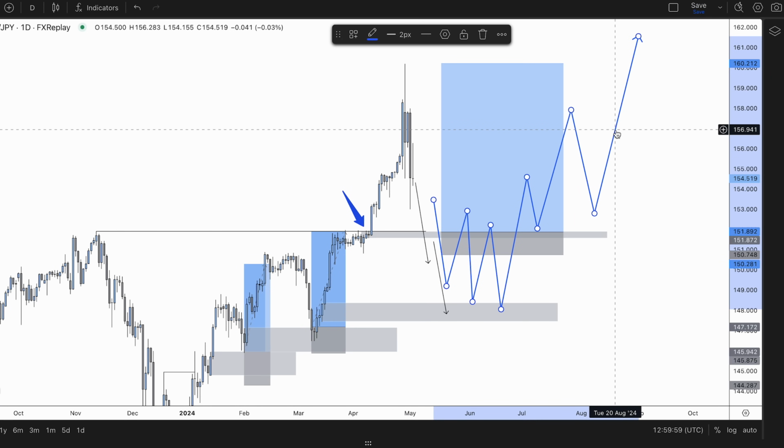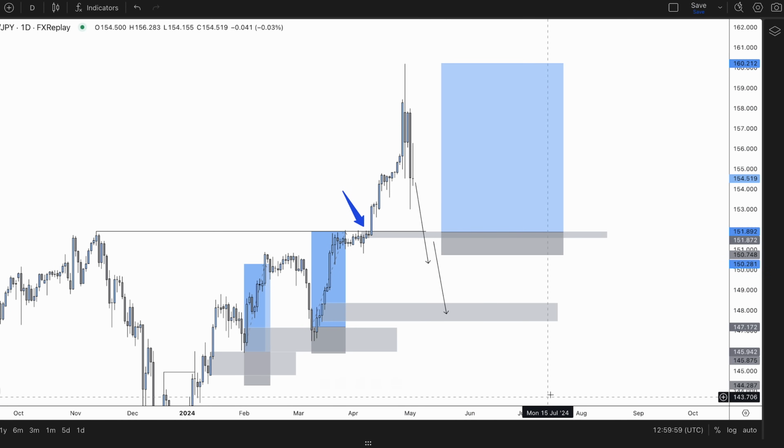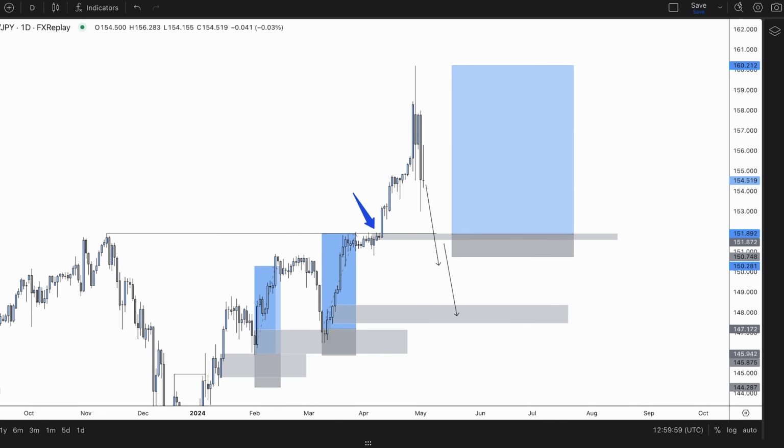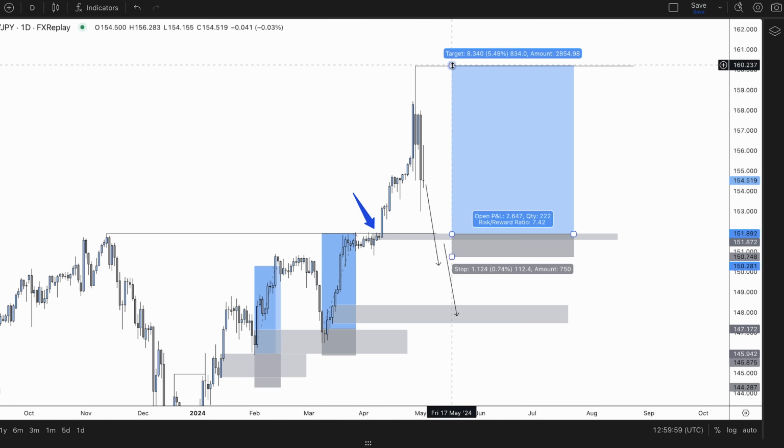So we take one loss, but then we limit ourselves from taking 2, 3, 4 losses if the market keeps crashing through demand zones. We can continue with the trend. And if this fails, shift into that motion. So this trade's also got incredible risk reward.